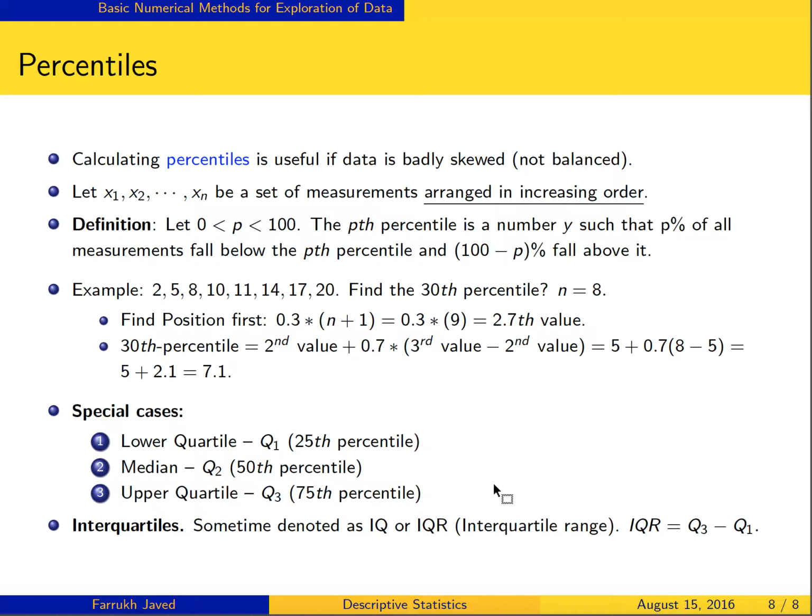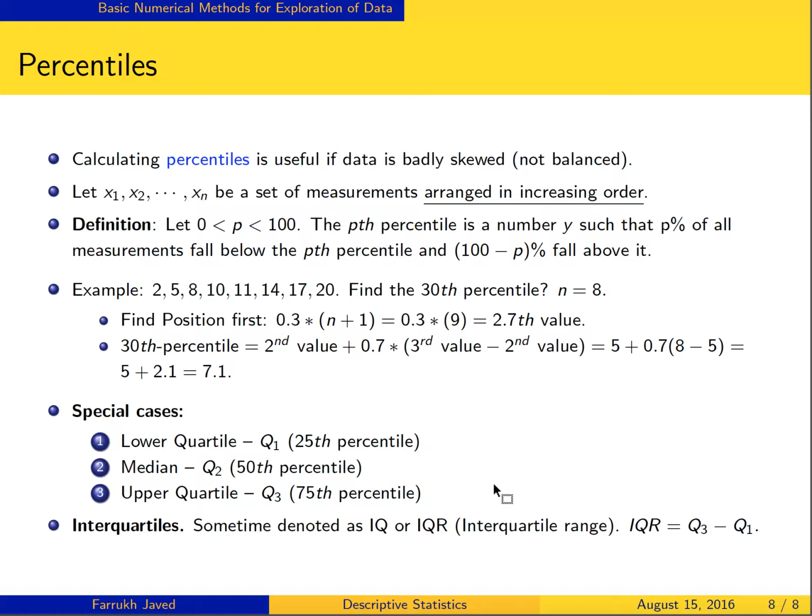Now we move on to a more interesting and very useful measure, also in graphical structure. This measure is very well known and useful in many ways, and it is called percentiles. Calculating percentiles is useful if data is badly skewed. Skewed means you have uneven data with respect to the central value.